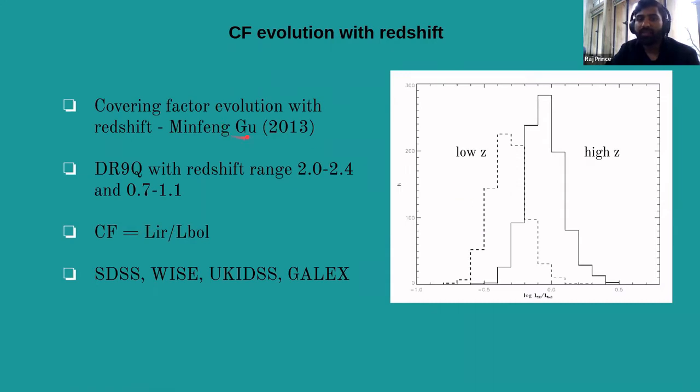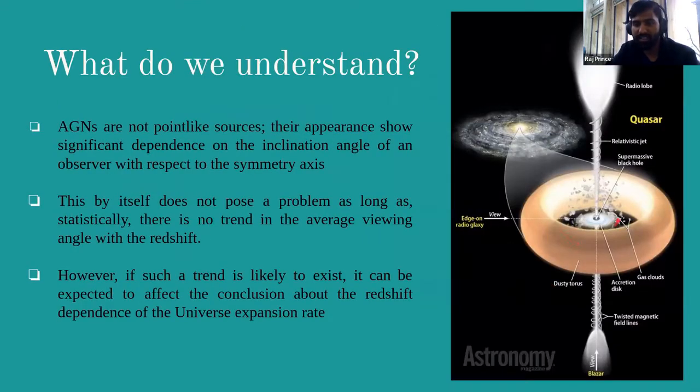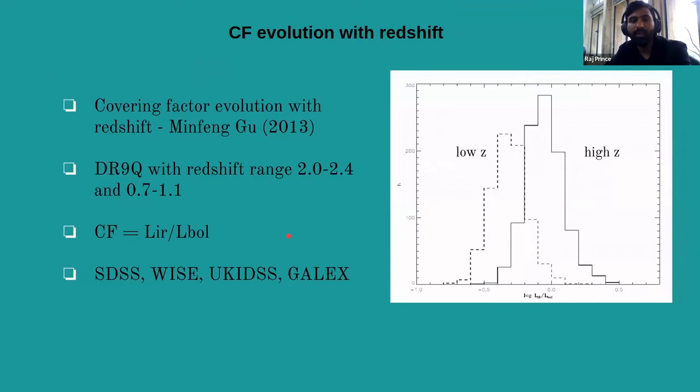So they have used a sample of sources, and they have measured this covering factor for low and high redshift sources, and they see some kind of trend: for the lower redshift the covering factor is low, and for the higher redshift it is high. So that means there is some kind of evolution in this torus structure, because as you go to high redshift, it is covering more part of the source, and we, as an observer, see very little of this source. So this kind of trend is actually not good for cosmology, so we have to first resolve it.